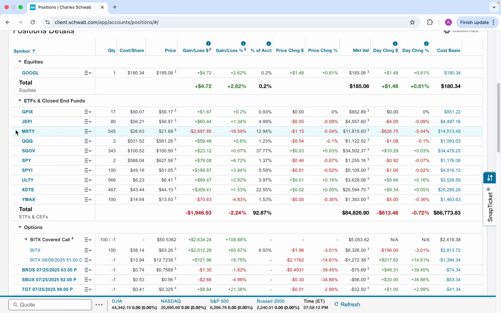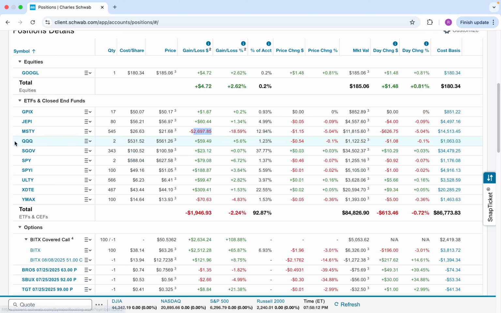One of the more popular ones, MSTY. I have 545 shares of that. Cost basis of $26.63. It's currently sitting at $21.68. But as I'll do in probably my next video, I'll break down how many of these I hold, how much I've gotten back, and how much I'm actually up in total return. As of right now, I'm up in just about all of them. So even though it shows a negative here, the income that I've received from it already gives me a positive total return.